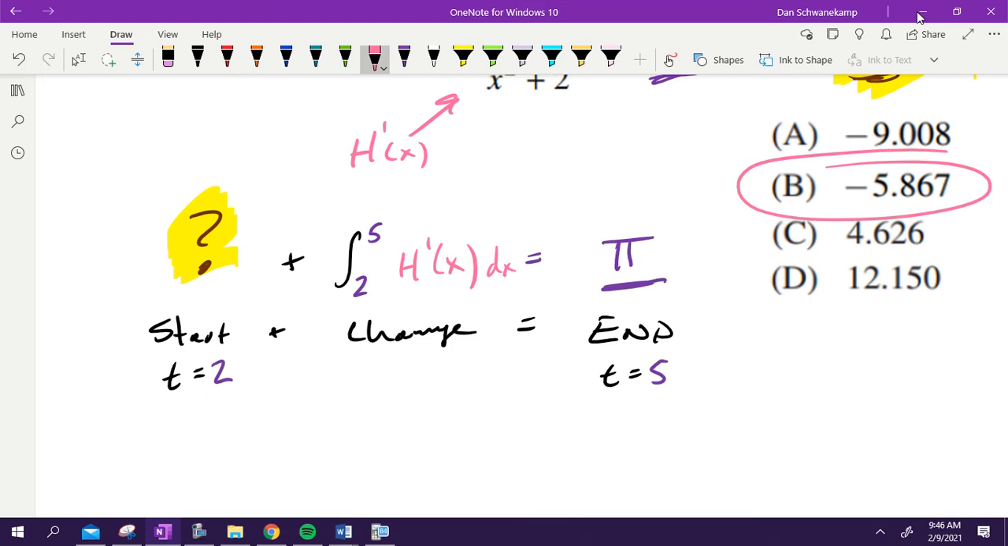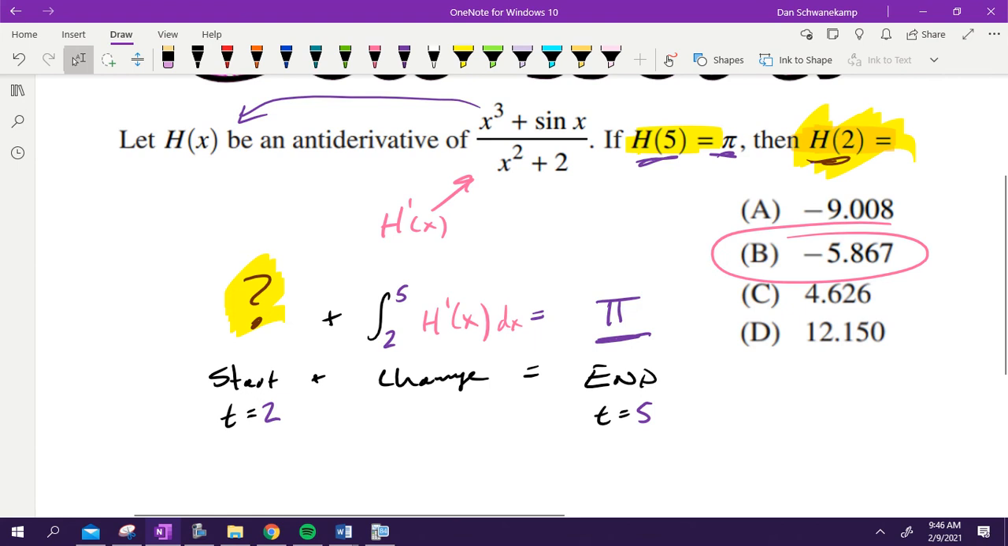Makes sense on what we did there. Start plus change equals end is always a theme here. If they told you a derivative and you want to know about h, in this case, we have to find the antiderivative, start plus change. Because remember, if you just do the antiderivative, all that's telling you is the change. You have to know where you started. Questions here?